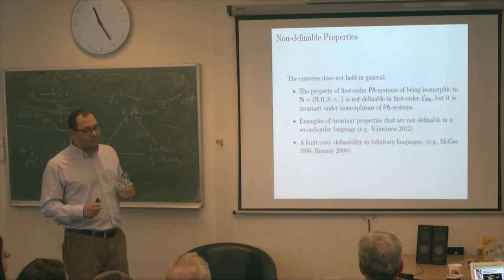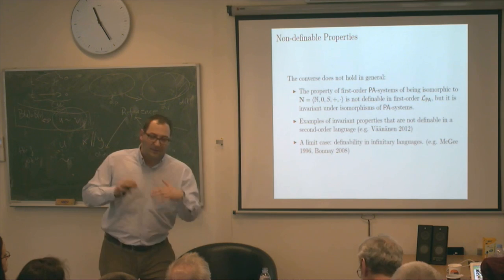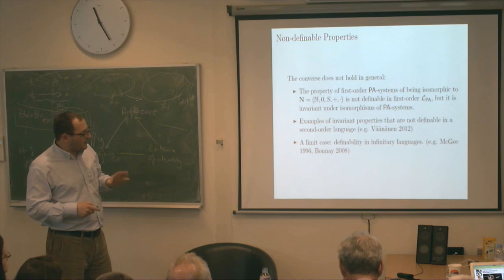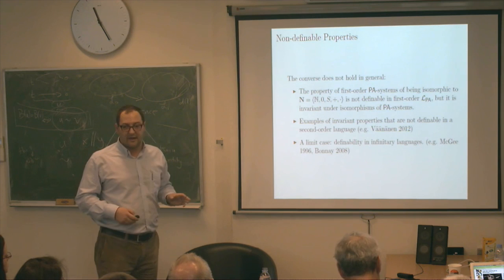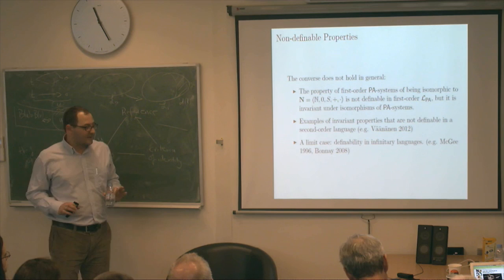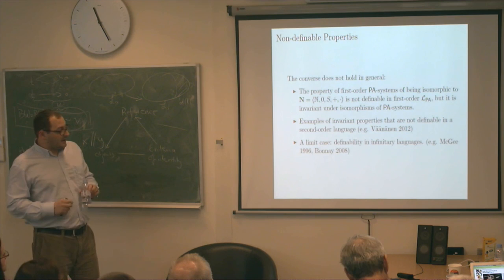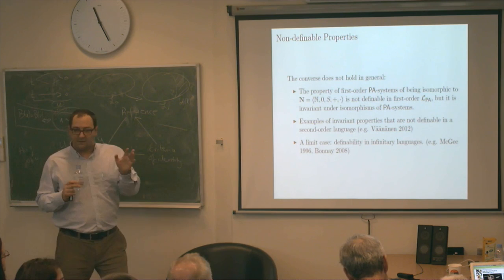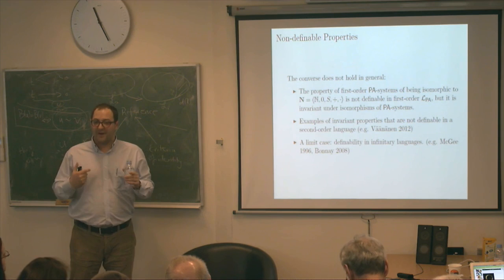Now, you could think that you could restore the match if you move up the logical ladder to higher-order languages. But it turns out that there are also quite technical examples of invariant properties that are not definable in second-order languages. There's a paper, actually a couple of papers by Vennemann, that constructs such examples. And then there is an interesting limit case, which we haven't looked at enough yet, so I cannot really say much about it. It is the fact that in a certain limit case, namely definability in infinitary languages, the equivalence seems to be restored. If you think of definability in infinitary languages, all invariant properties also become definable, and vice versa.